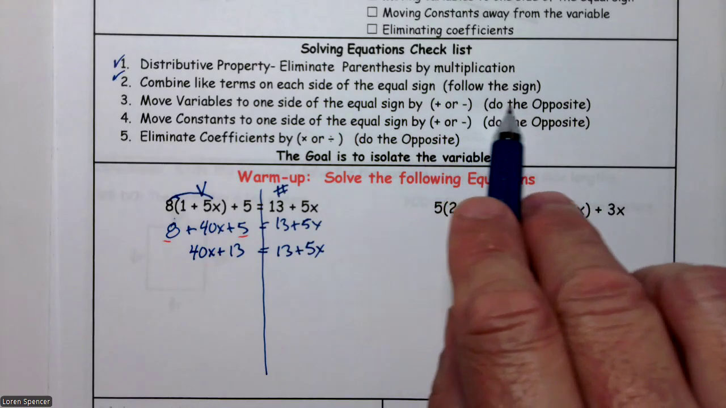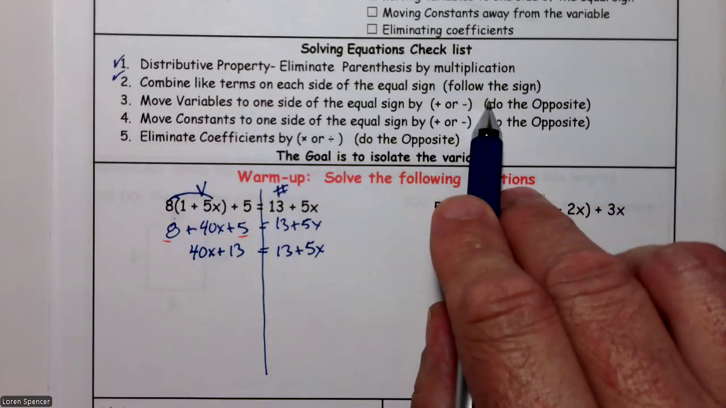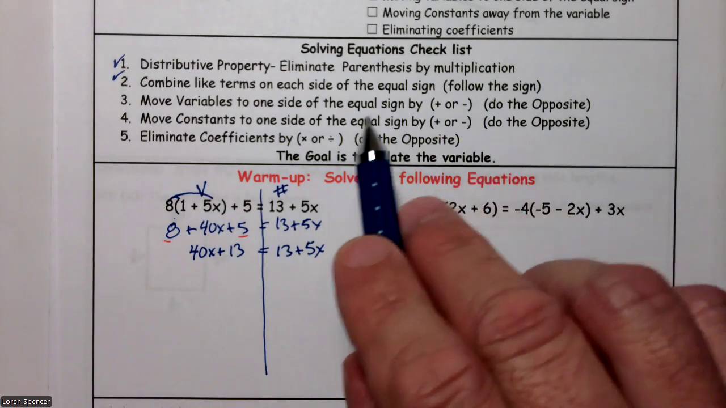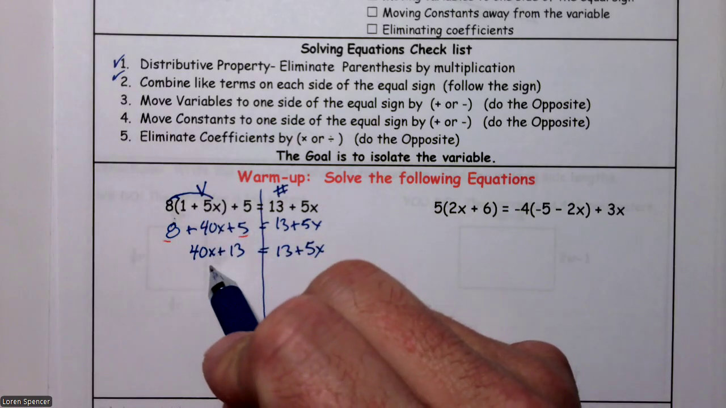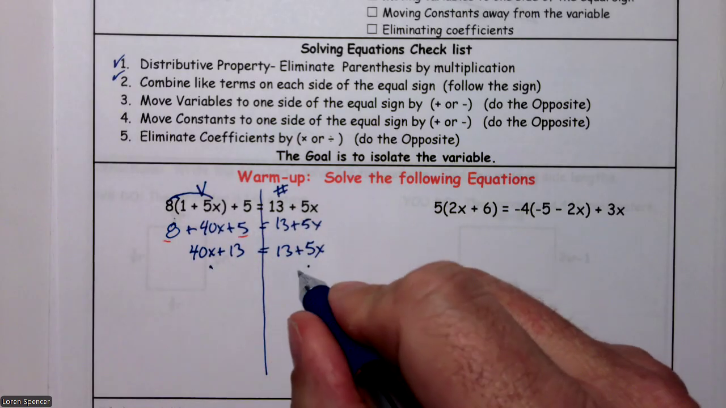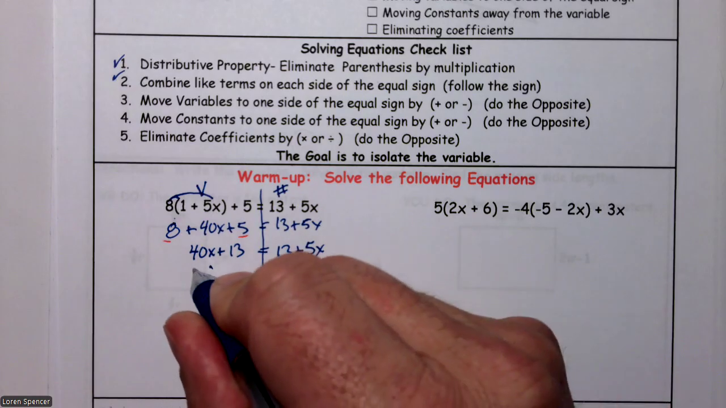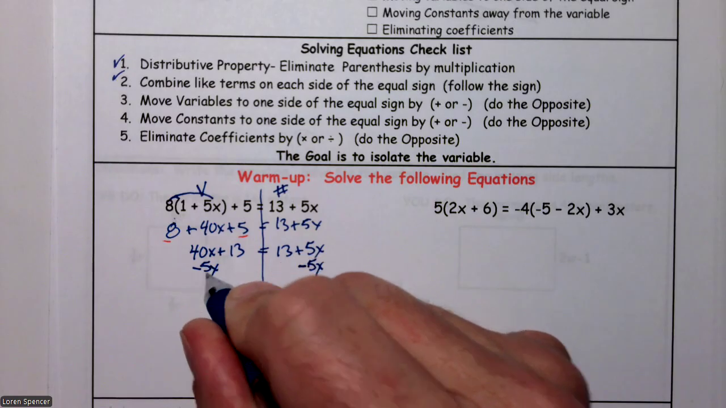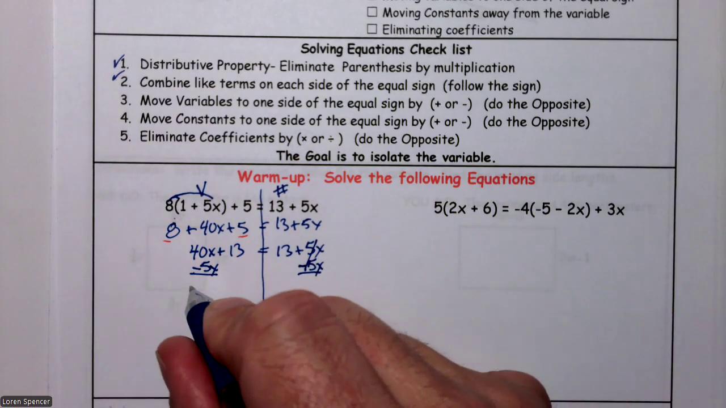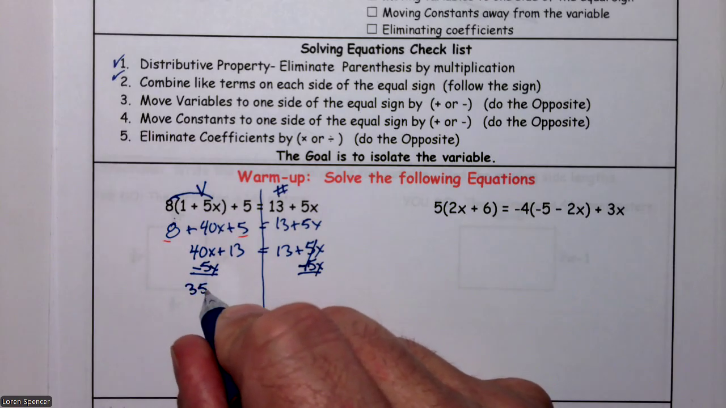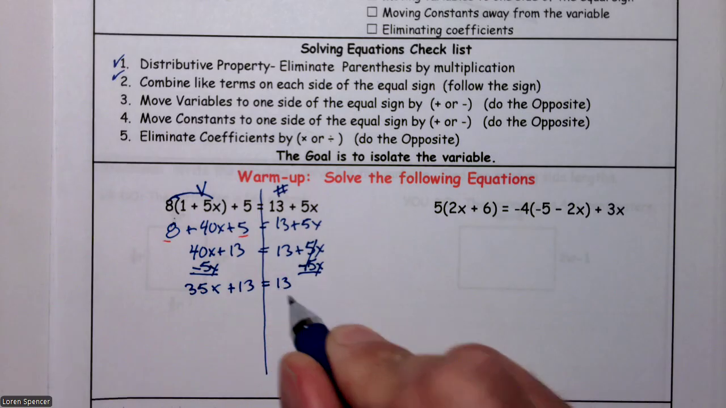Since we're going across the equal sign, we have to do the opposite. So I need to move variables. The 40x is on the correct side. This 5x is not. Remember, we're doing the opposite. So the opposite of plus 5 is minus 5. And this will drop out. And we have 35x plus 13 equals 13.